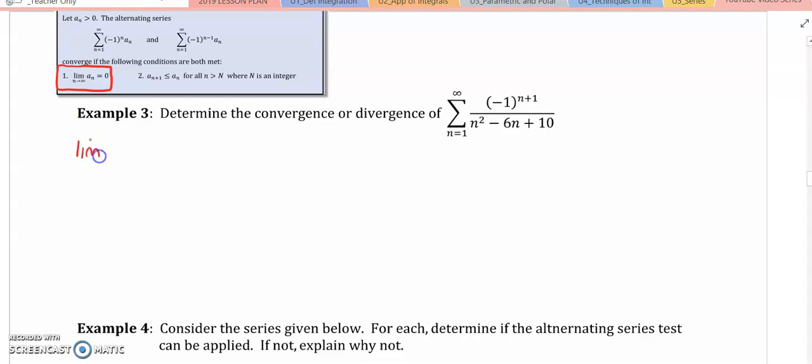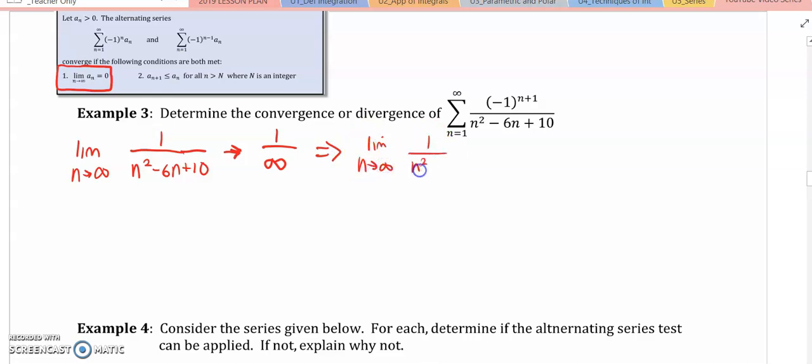So let's go ahead and test that first. The limit as n approaches infinity of, and in this case, we're only going to look at 1 over n squared minus 6n plus 10. When you plug in infinity, you're going to get 1 over a very large number. Keep in mind I use an arrow and not an equal sign there, guys. That means you're going to get 1 over large, or big on bottom. So the limit as n approaches infinity of this function has to equal 0, which is our first thing we need to check off.